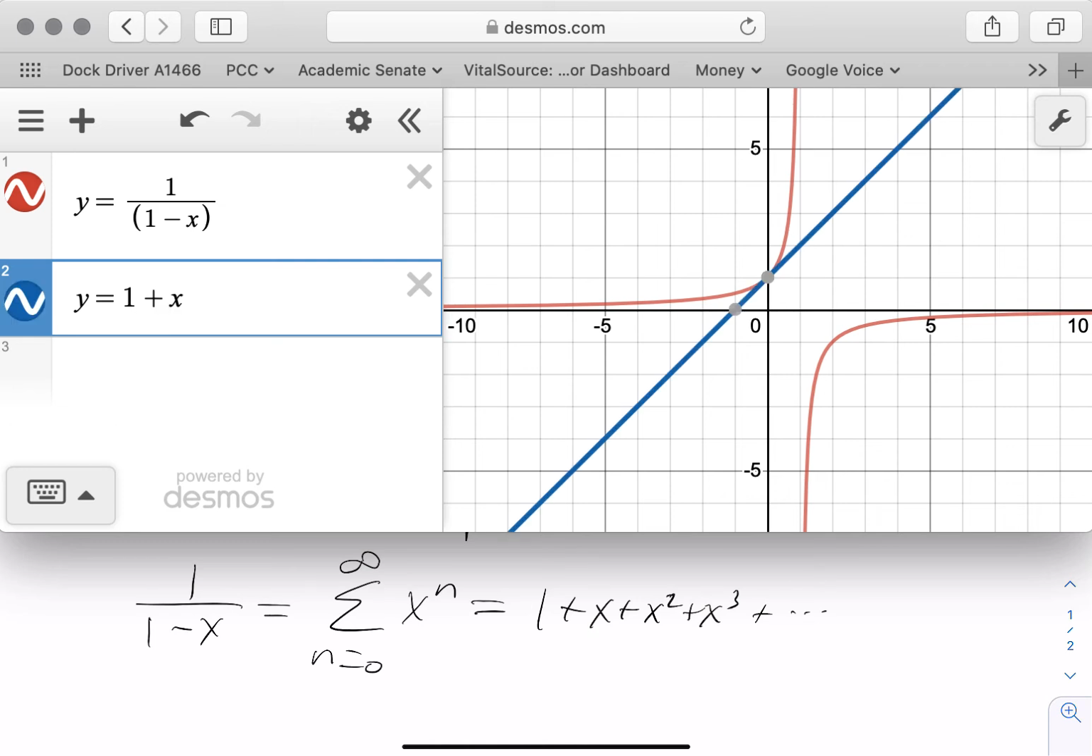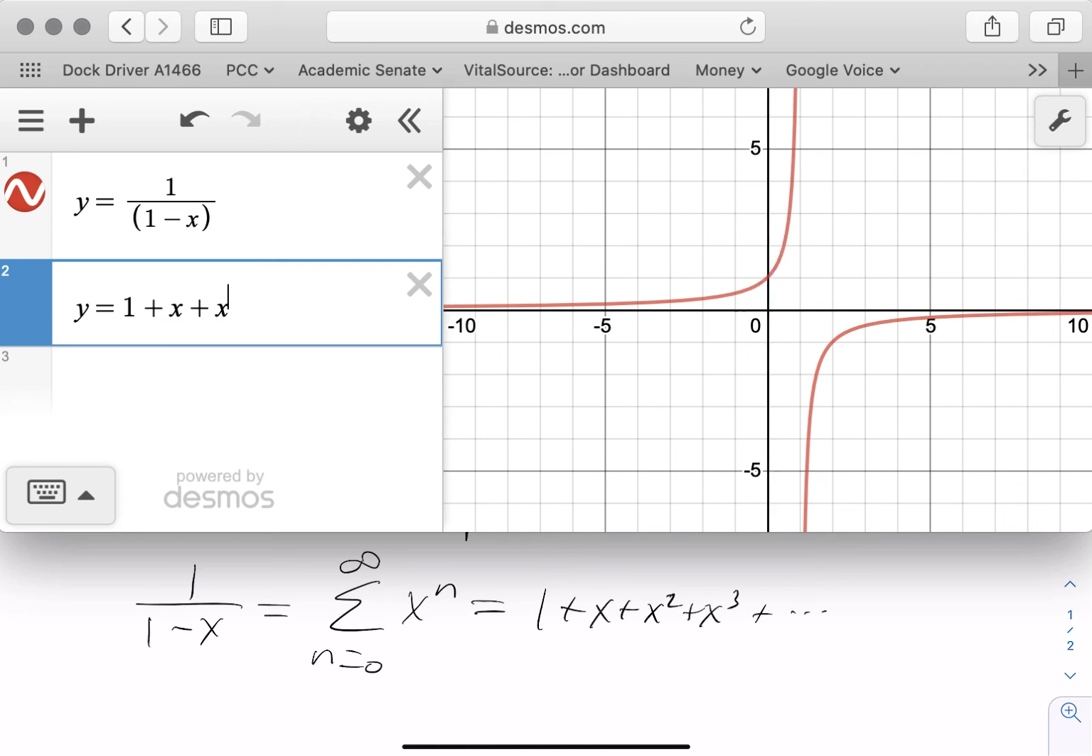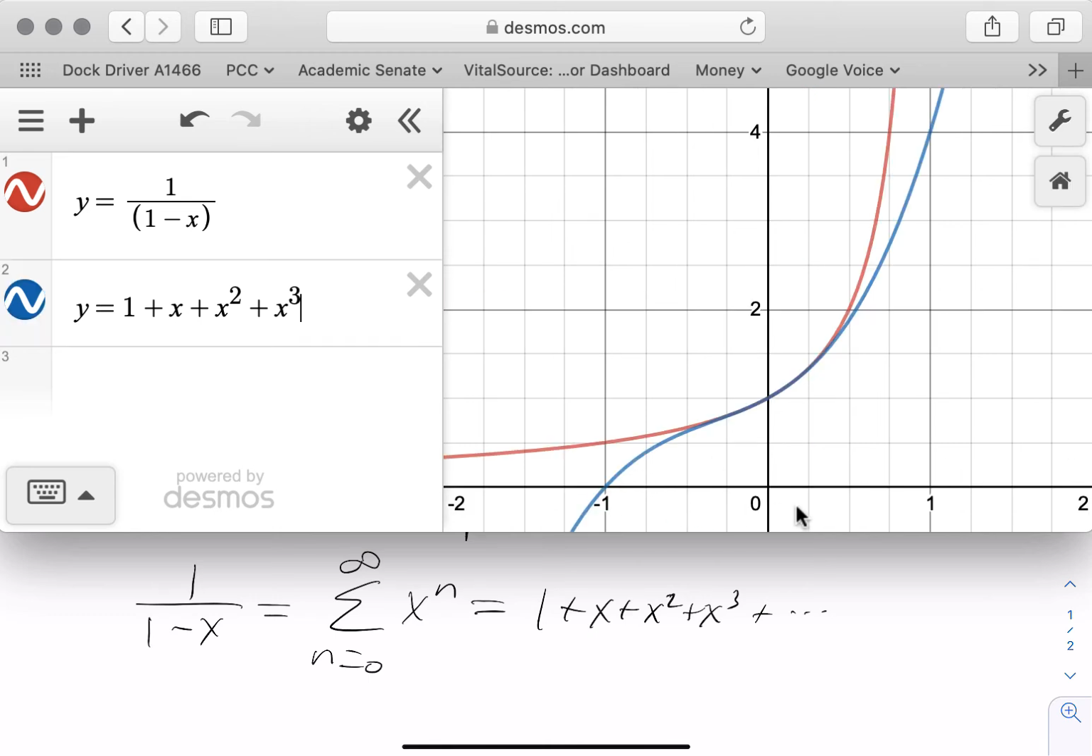Plus x, plus x squared, plus x cubed. Whoops. And now you're seeing that as I add more terms around 0, right, between -1 and 1, we're seeing this blue curve, which is a cubic function, has a bend that much resembles that bend of the reciprocal function. Now I'm going to see if I can zoom in and recenter this a little bit. All right, now we're between -1 and 1 here, and we can see, as we saw before, that the blue curve is becoming close to the red curve.